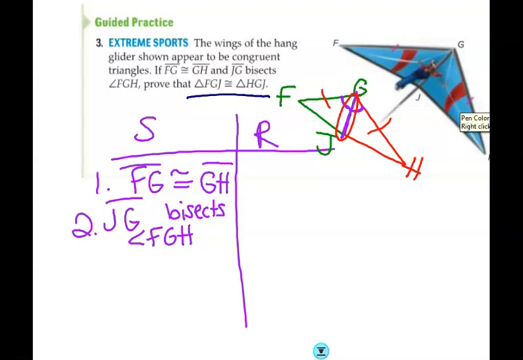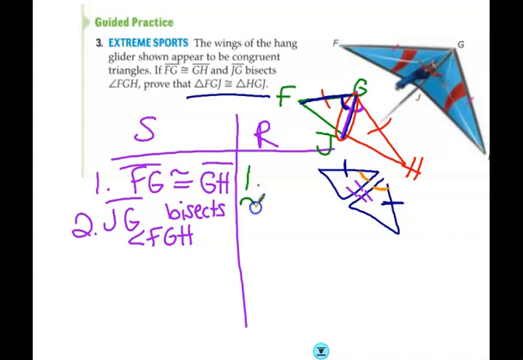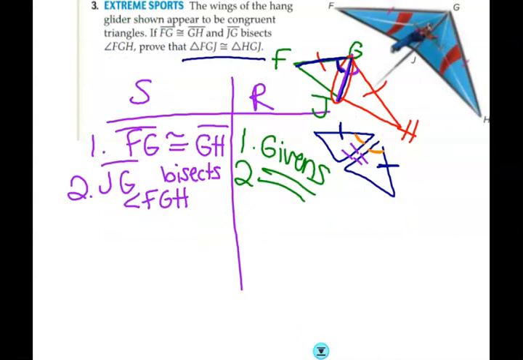Then I can prove side, angle, side. If you put them separately, I have side, I've got these two angles, and then I have these two sides that are congruent. So that's kind of my plan. So I have my givens, and then I need to go from there. So number 3.